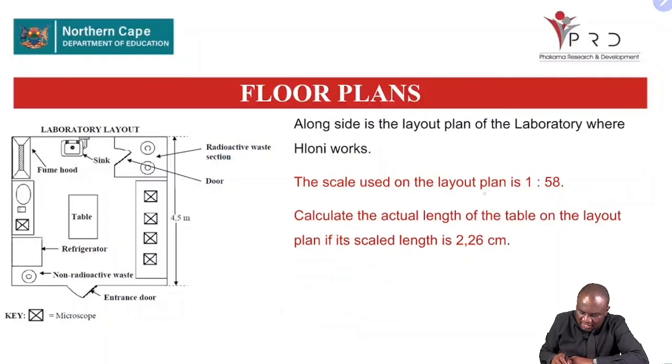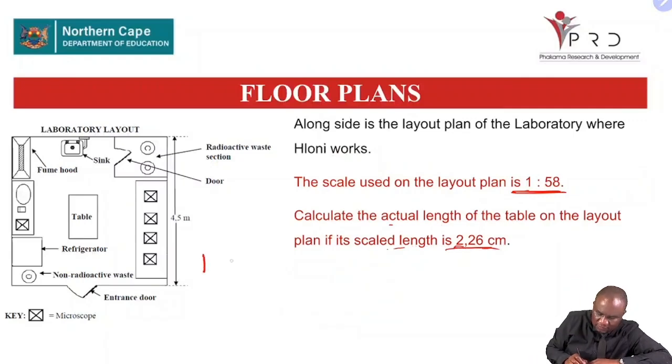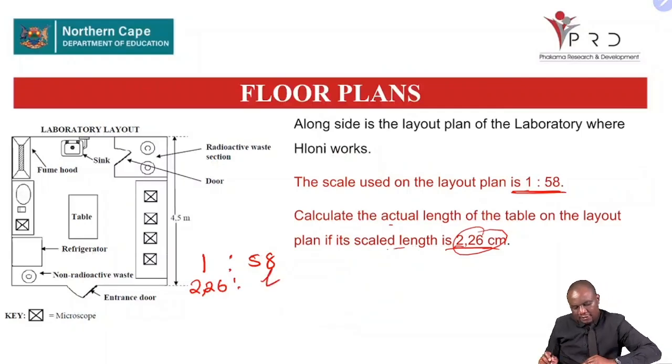The scale used on the layout plan is 1:58. Calculate the actual length of the table on the layout plan if its scaled length is 2,26 centimeters. Again, we have 1, which is the distance on the map. 1 on the map is 58 on the ground. This is the distance on the plan, so we put it on the plan side. 2,26 is the plan distance. We want to calculate the length. Let's use L for length, and then 1:58. What about 2,26?